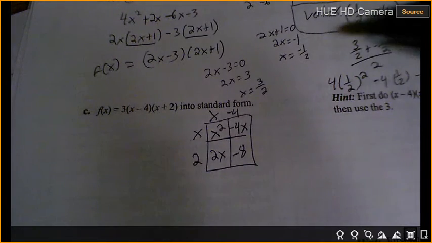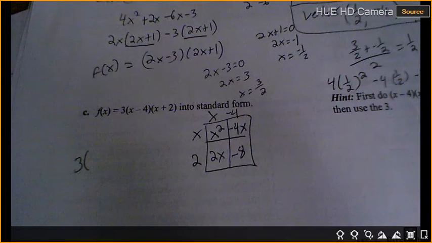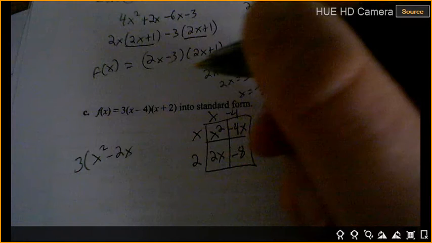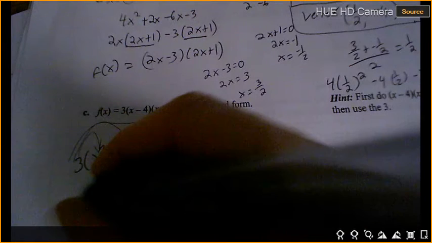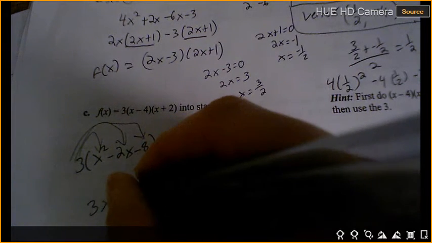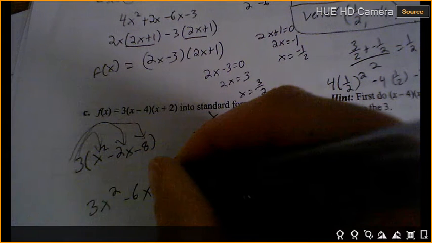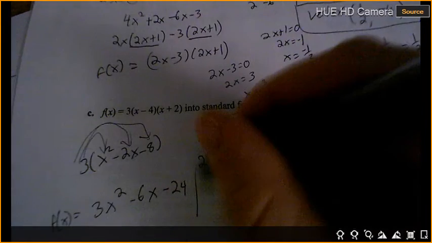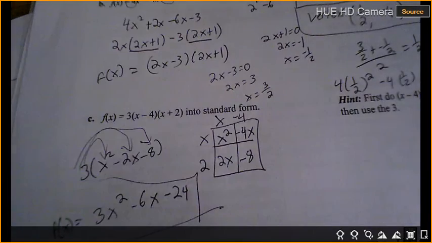So I end up with, I'm going to put the 3 in front, x squared minus 2x minus 8. And then I'm simply going to distribute all of these. So I get 3x squared minus 6x minus 24. That equals f of x. Okay? Right there, that is in standard form now.